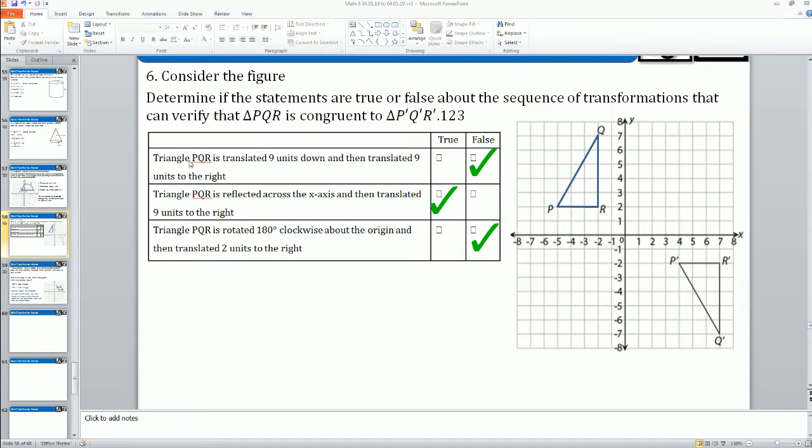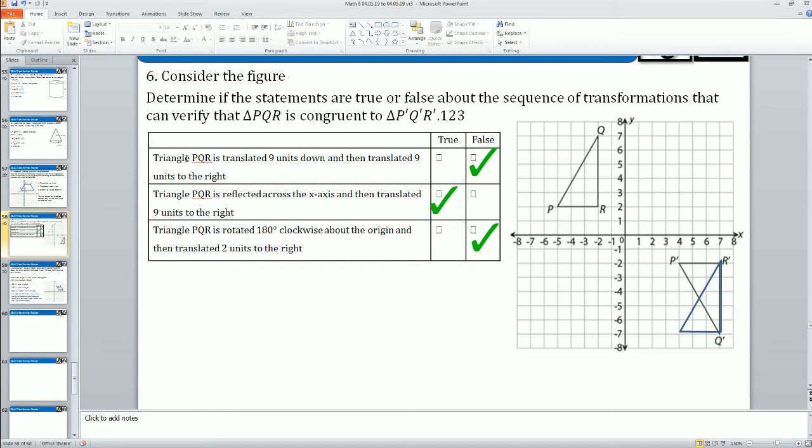Alright, so the first one, triangle PQR is translated 9 units down, then translated 9 units to the right. So here's the triangle, and it says 9 units down, so let's slide it 9 times. 1, 2, 3, 4, 5, 6, 7, 8, 9. So that's 9 units down, then 9 units to the right. 1, 2, 3, 4, 5, 6, 7, 8, 9.